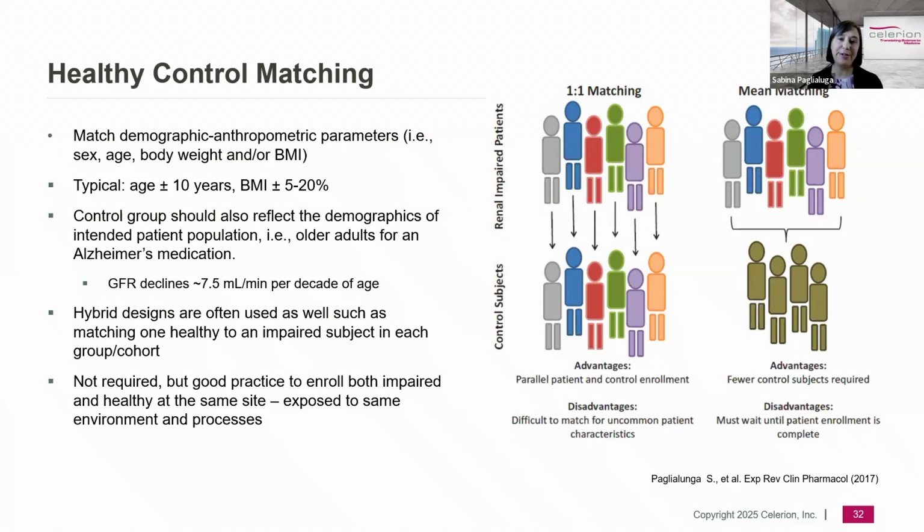So for example, if you're developing an Alzheimer's drug, then you want the healthy control group to be more in the older adult range. And while it's not necessary, it's always good practice to enroll the healthy subjects at the same site as the patients because they would be exposed to the same environmental conditions as well as study procedures.